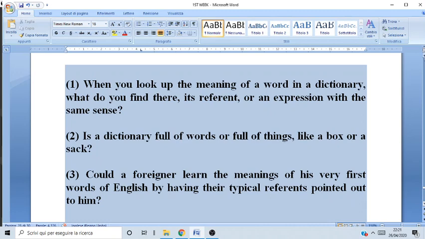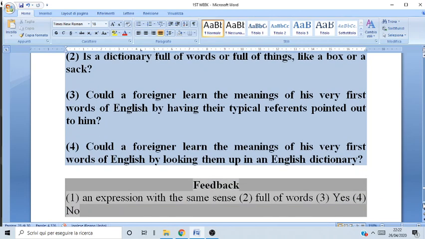Okay, so let's go back to number 1. What do you find in a dictionary? Reference or an expression with the same sense? Obviously, we said that reference are objects, concrete things, so no, you find an expression with the same sense. And, of course, dictionaries are full of words.